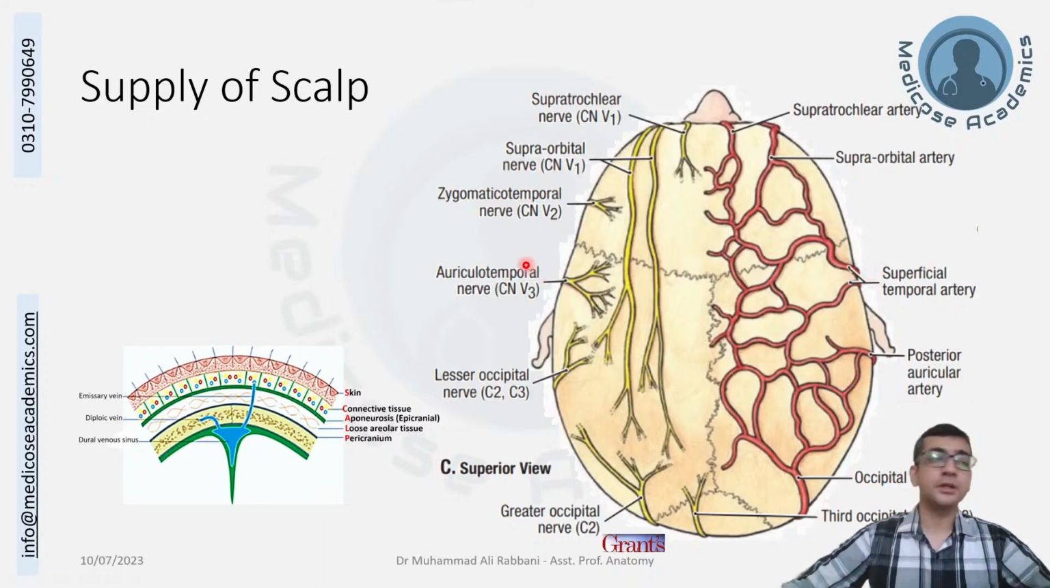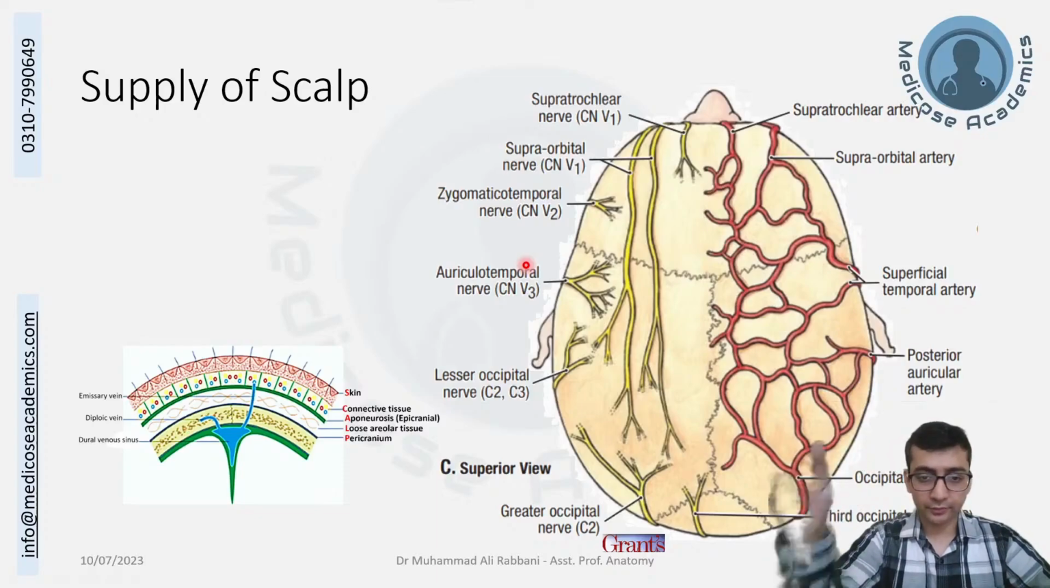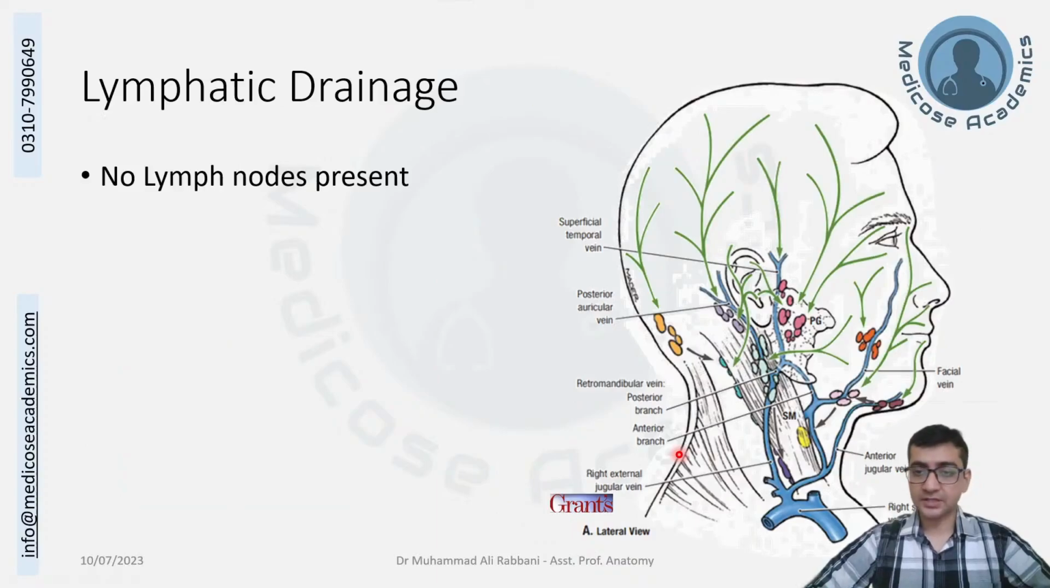Counterpart of superficial temporal, it is known as auriculotemporal nerve. Here is the nerve that is going upwards in front of the ear, auriculotemporal nerve. On the back of the ear, there is lesser occipital nerve. This is branch of cervical plexus. Auriculotemporal is branch of mandibular division of trigeminal nerve. On the back, there are two nerves. That is greater occipital nerve a little laterally and third occipital nerve a little medially and downwards. So this is the nerve supply of the scalp.